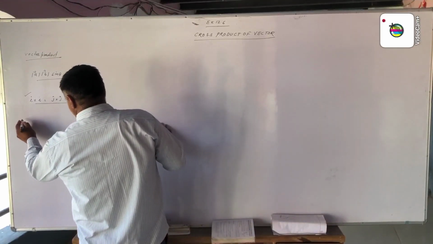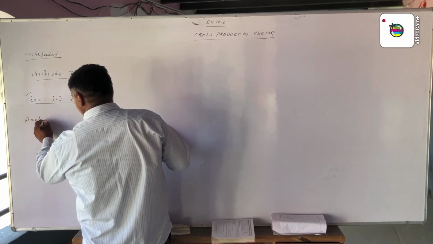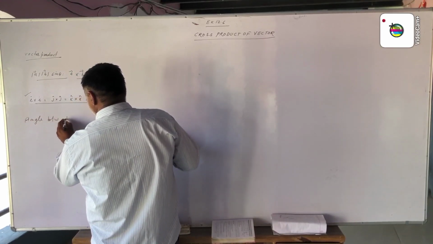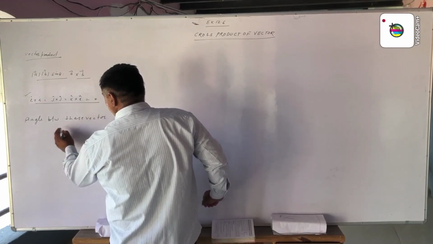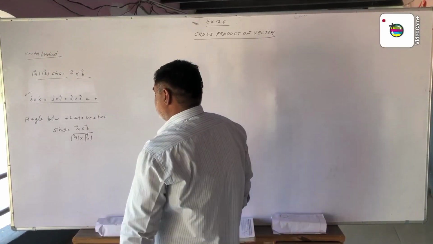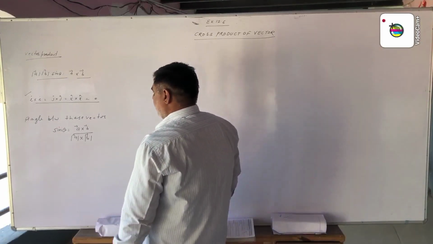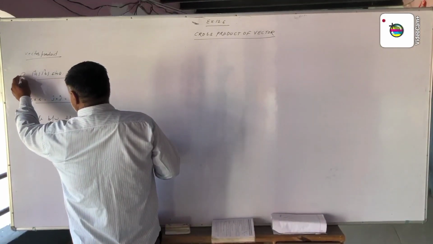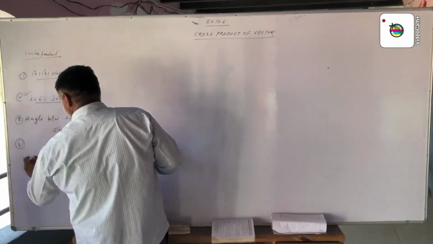Now, if we find the angle between these vectors, then, using the magnitude, this is the second condition to find the angle between these two vectors. And the third condition of these two vectors is, this is condition number 4.